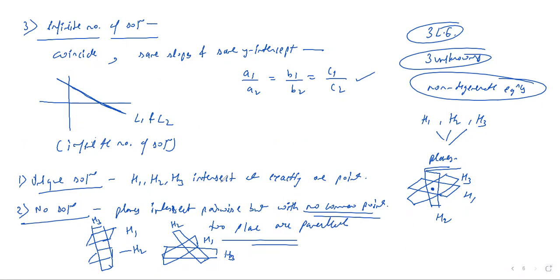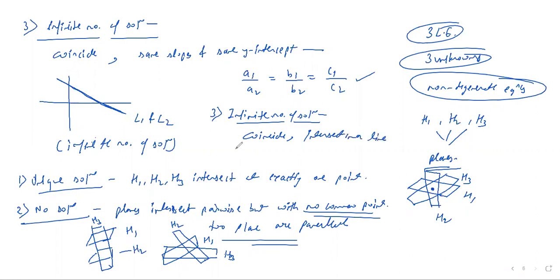Let's see the third case. Let's write it down here, which is an infinite number of solutions. So we will have an infinite number of solutions when the three planes may intersect in a line, or they may coincide. They can coincide, or the three planes may intersect in a line.